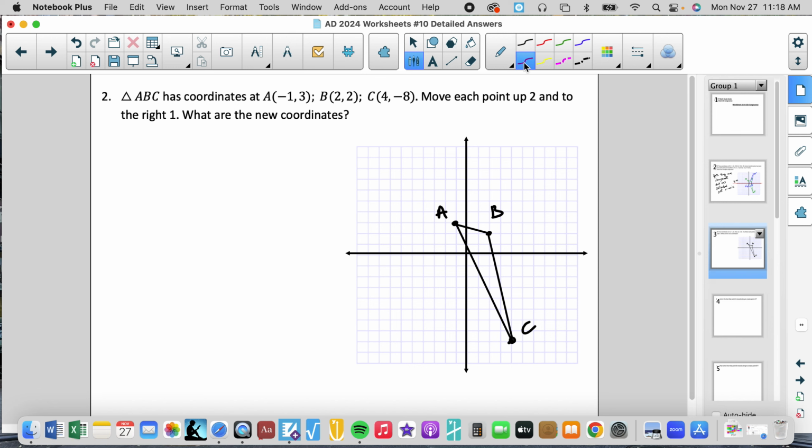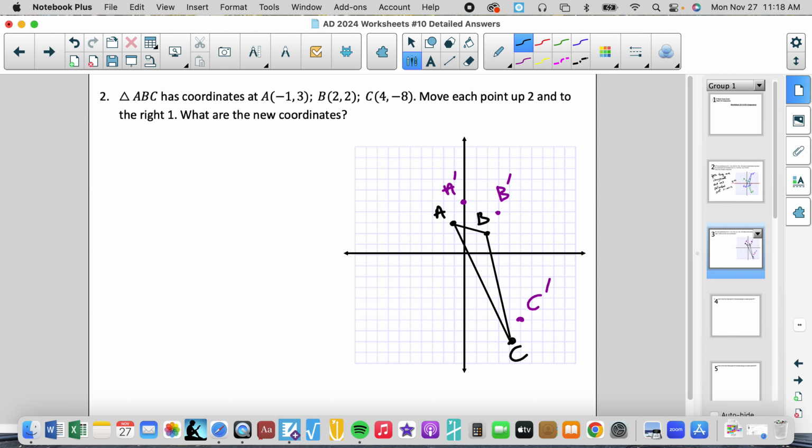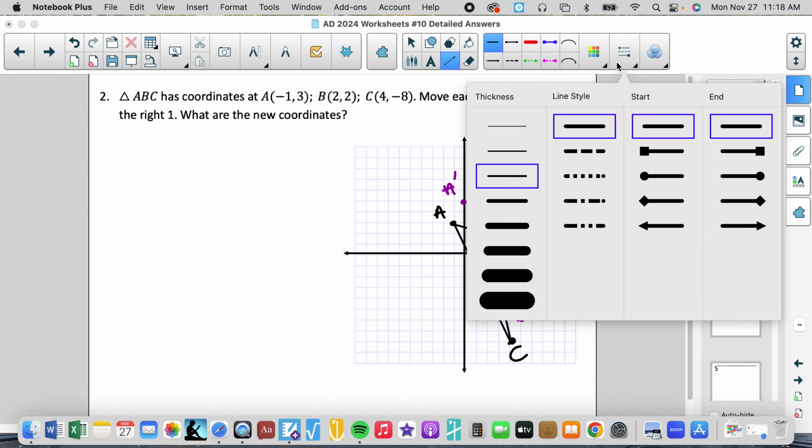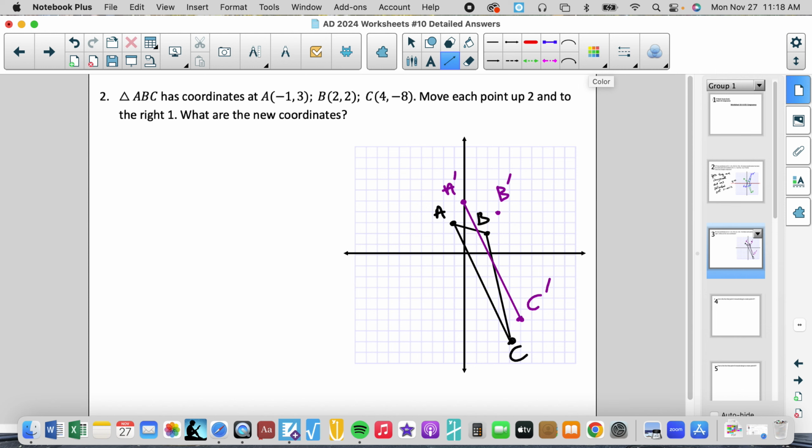Let's do purple. So up 2 and to the right 1 is now A prime. Up 2, right 1 is going to be B prime. And up 2, right 1 is going to be C prime. So the new coordinates, let's connect them because we want to be proficient. Connecting, so we have this triangle and the coordinates.